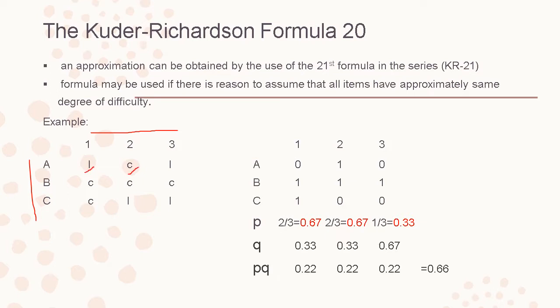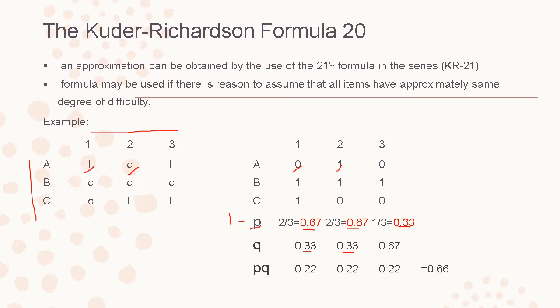So, in the Kuder-Richardson Formula 20, to make it easier, we grade the incorrect items as 0 and the correct items as 1. So what will happen here is that we sum it all up to get the P. So here we get 0.67, 0.67, and 0.33. So how do we get the Q? The Q is 1 minus P. 1 minus 0.67 is 0.33. So we have our Q here, 0.33, 0.33, and 0.67.